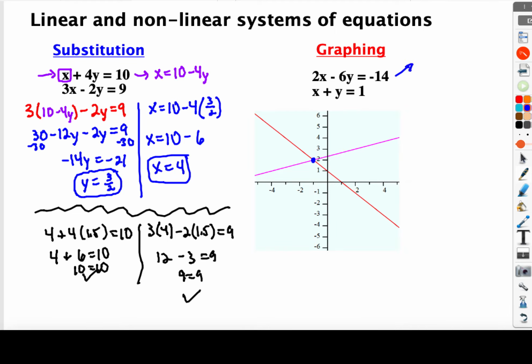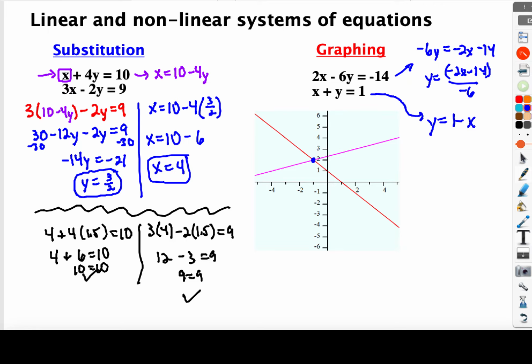A quick and easy way to do that, just subtract your 2x. Negative 6y equals negative 2x minus 14. And then divide both sides. Make sure that whole side is divided by negative 6. Now you can simplify that down if you want to, but your calculator will handle it just fine. Same thing goes here. Y equals 1 minus x, and we'd have our equation to graph right there.